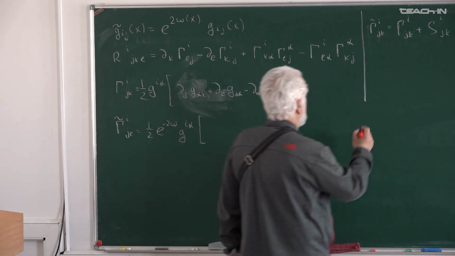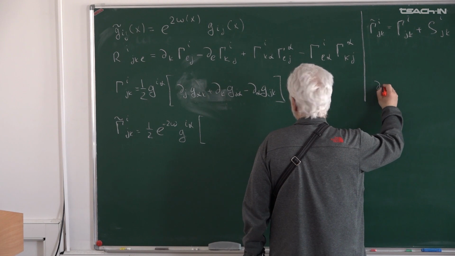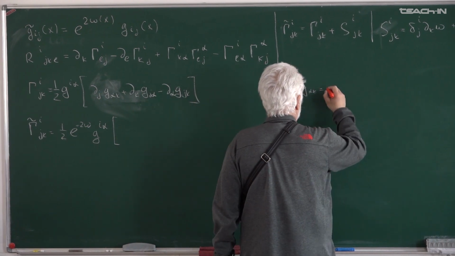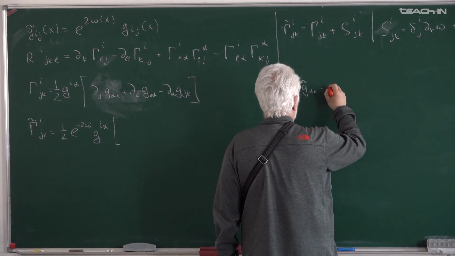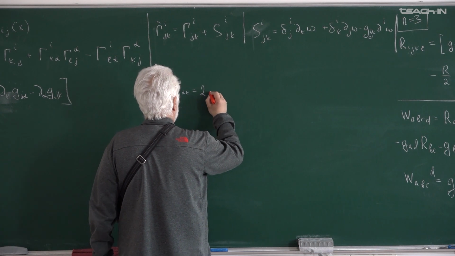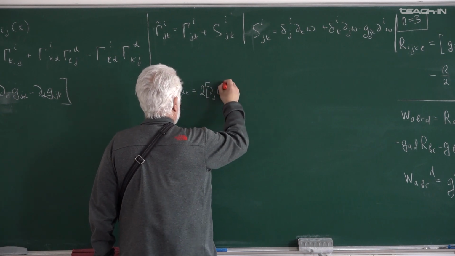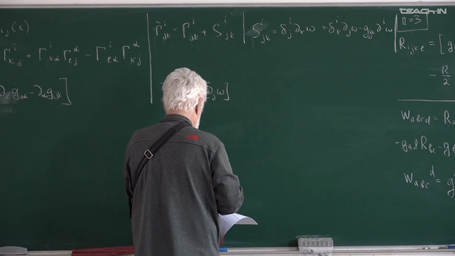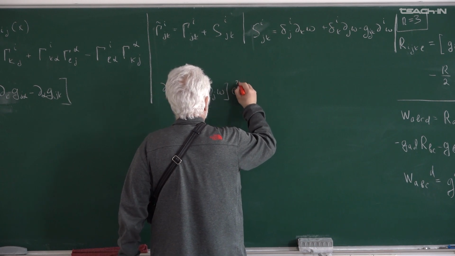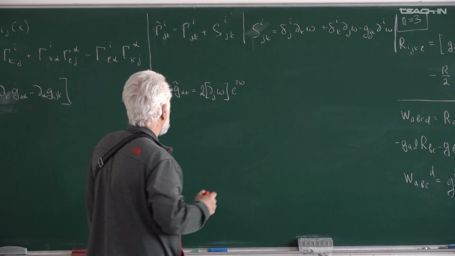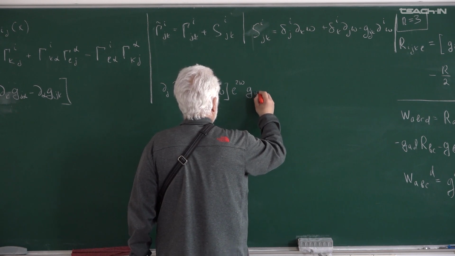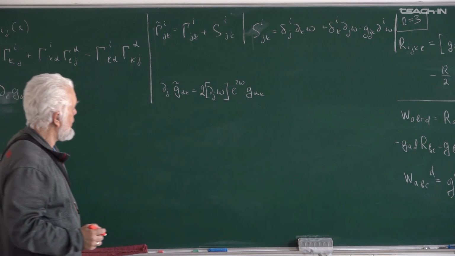You have what you have: tj g alpha k, tilde alpha k is 2, tj omega, to the power 2 omega, alpha k.